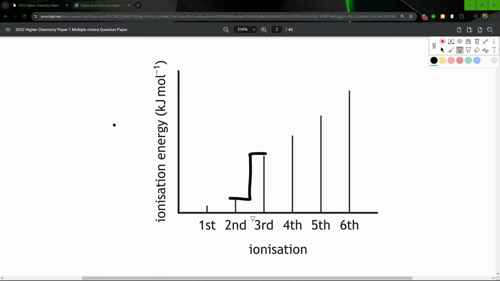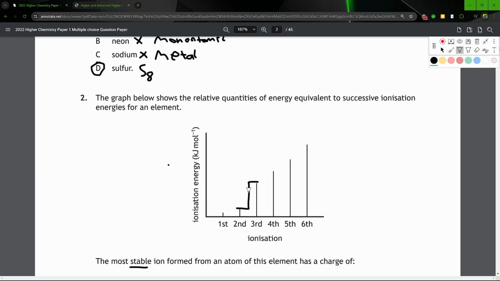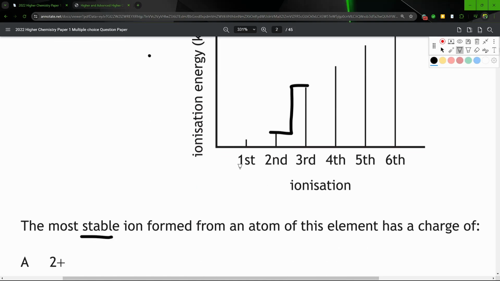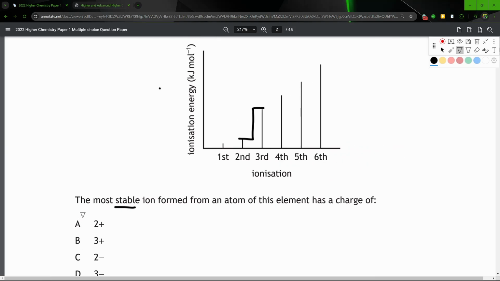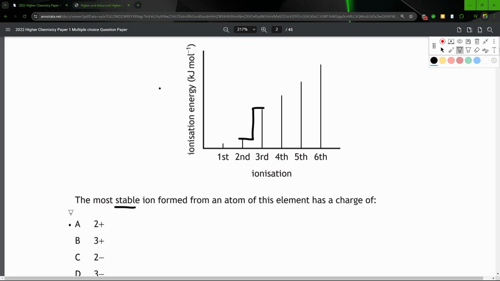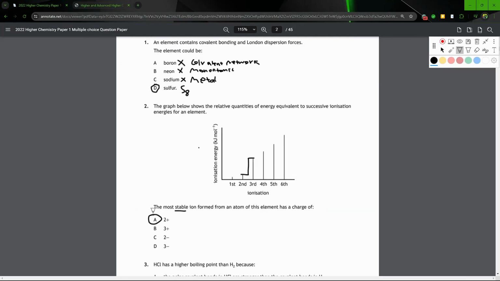This means that the third electron must be removed from an inner shell, which means the atom will only have 2 electrons in its outer shell. So its most stable ion would be if you remove those 2 electrons, which would be 2+. There we go. So it'd be A.